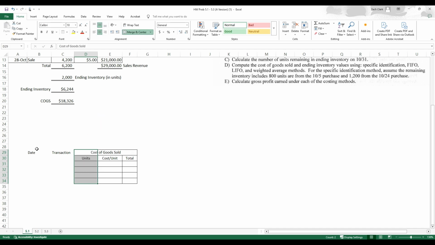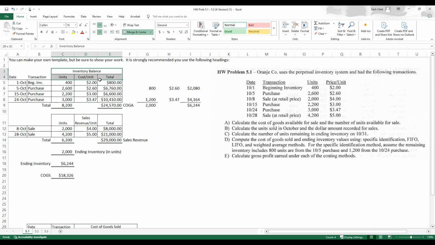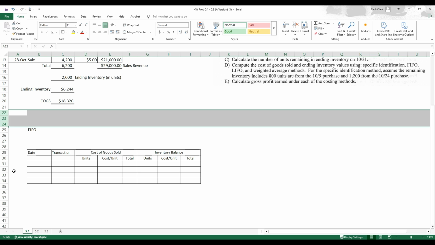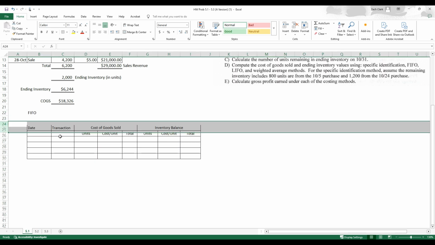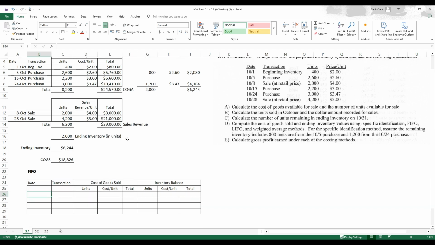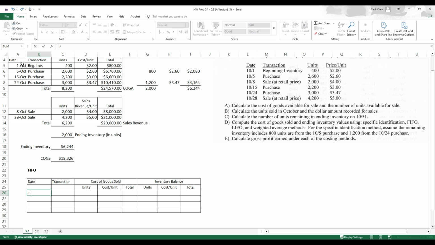Delete, shift cells left. Okay. And then let's also do the, bear with me one second while I copy the headers. Okay, perfect. So now let's look at the FIFO method and make a little room here. So that's specific identification. Now FIFO, let's go through and take a look at everything here. Since we already have this information listed out above, let's link things.